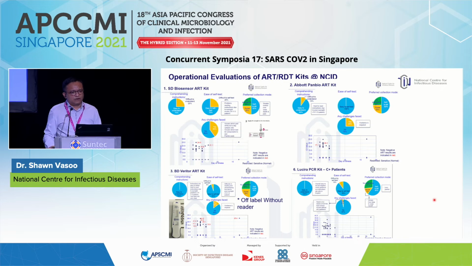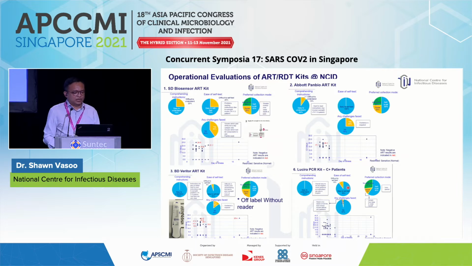We have been involved in NCID looking at various operational evals. We don't do a full evaluation, but every time a test kit comes on the market, the ministry asks us to assist to do a little mini evaluation to verify the manufacturer's claims. And not all rapid antigen test kits are meant for self-testing. Some of them are meant to be used by healthcare workers testing the patient rather than self-testing.